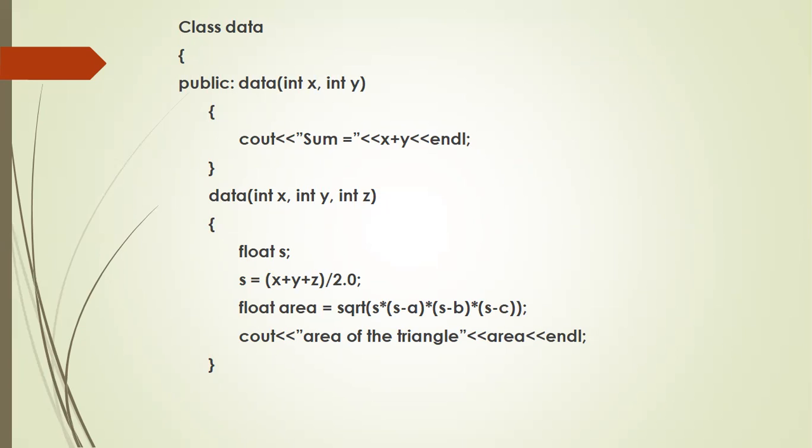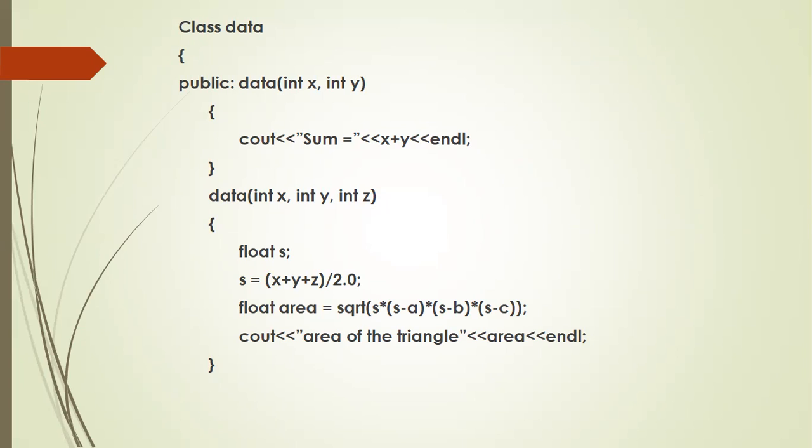Now you write the second constructor where you are passing three parameters x, y, z. The purpose of this constructor is to find the area of the triangle, because we know that there is a formula to find the area of the triangle: root of s into s minus a into s minus b into s minus c. What is s? s is the semi-perimeter. So what is the perimeter of a triangle? a plus b plus c, half of that. So a plus b plus c by 2.